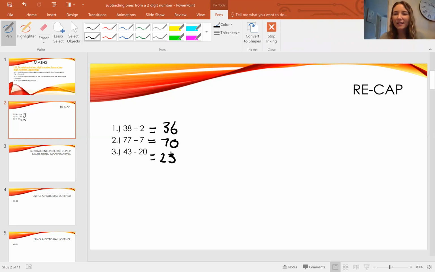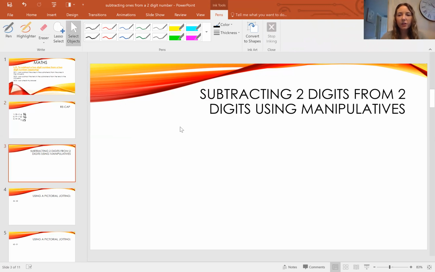Did you get those right? Well done if you did. If not, go back through and calculate them again and see where you went wrong. Well done. Okay, so subtracting 2 digits from another 2 digits using manipulatives. So let me show you how we're going to do this.